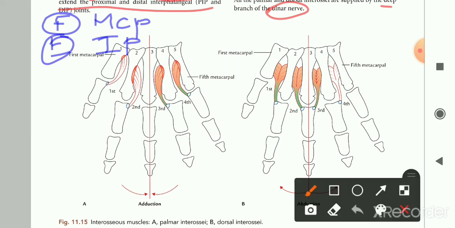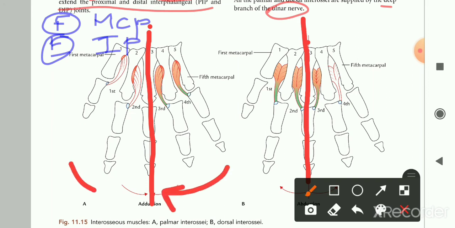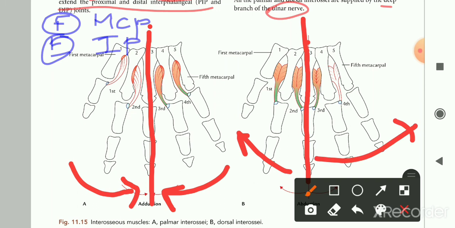So how will you remember which one causes adduction and which one causes abduction? We know adduction means movement towards the midline. Actually, adduction and abduction occur with the middle finger as the axis. If the fingers move towards the middle finger, it is adduction, and if the fingers move away from it, it is abduction.